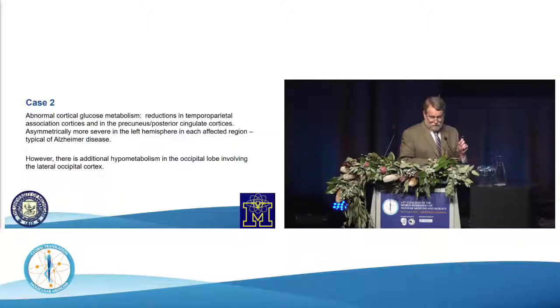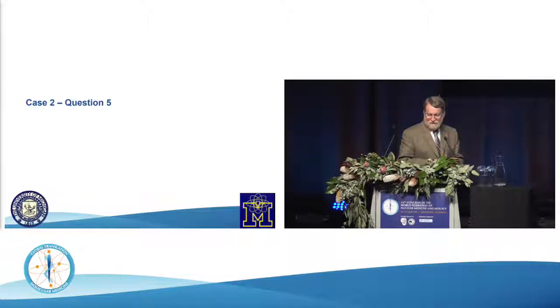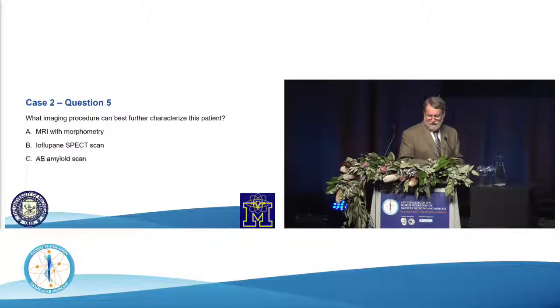However, those of you who didn't vote for typical AD noted that there's additional hypometabolism, in this case involving the lateral occipital and parieto-occipital association cortices, but sparing the cuneus. So the primary visual cortex was uninvolved. And this is most consistent with the metabolic description of PCA, or posterior cortical atrophy. And if we thought that's what she sustained, then the next question is, what imaging procedure would be best to further characterize her case? And that is MRI with morphometry, ioflupane SPECT, an A-beta amyloid scan, or a tau PET scan.